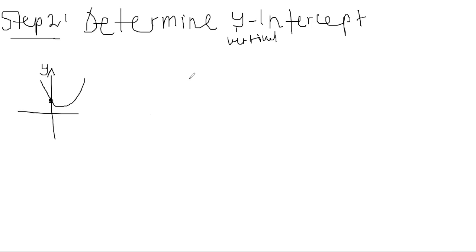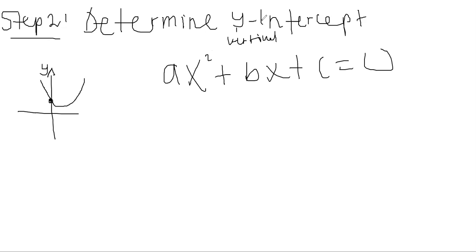You don't need to calculate anything. By looking at the quadratic equation, you can easily find your y or vertical intercept. Your vertical intercept, that is where the graph cuts the vertical axis, you don't need to calculate anything, it will always be the value of this. It will be C. So that is step 2. You have to know your vertical intercept.